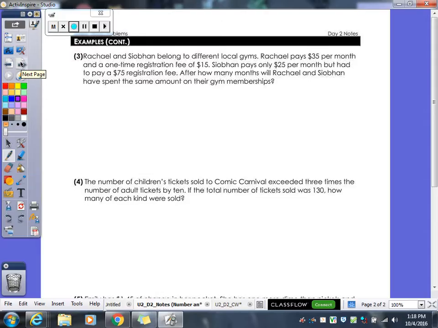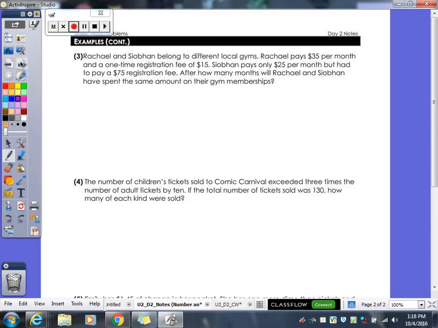So we got Rachel and Siobhan belong to different local gyms. Rachel pays $35 per month and a one-time registration fee of $15. And Siobhan pays only $25 per month but had a registration fee of $75. After how many months will Rachel and Siobhan have spent the same amount on their gym memberships?